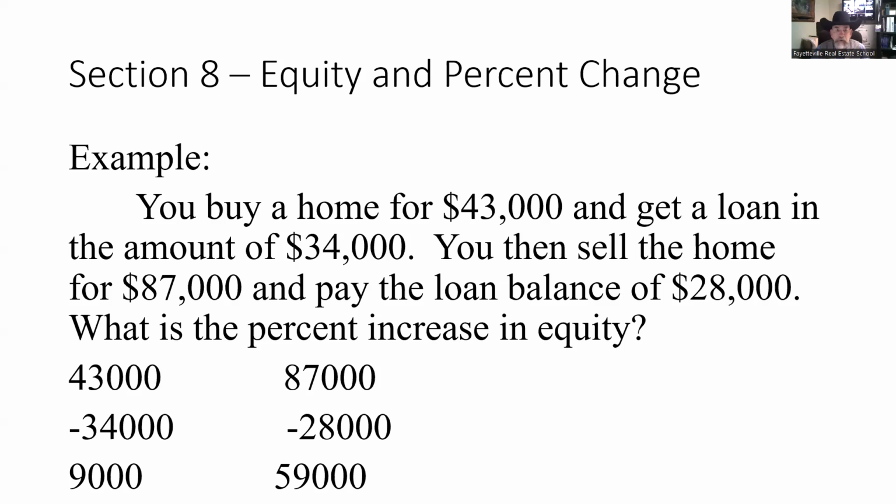For example, you buy a home for $43,000, you get a loan in the amount of $34,000. You then sell the home for $87,000 and pay the loan balance of $28,000. What is the percent increase in equity?